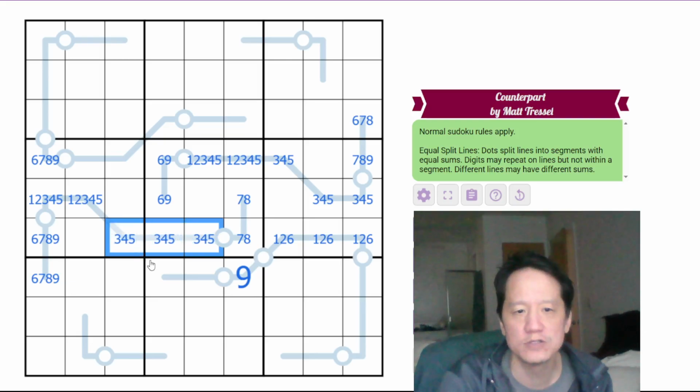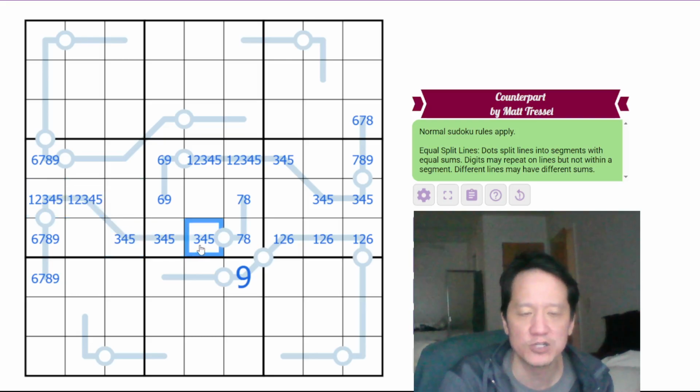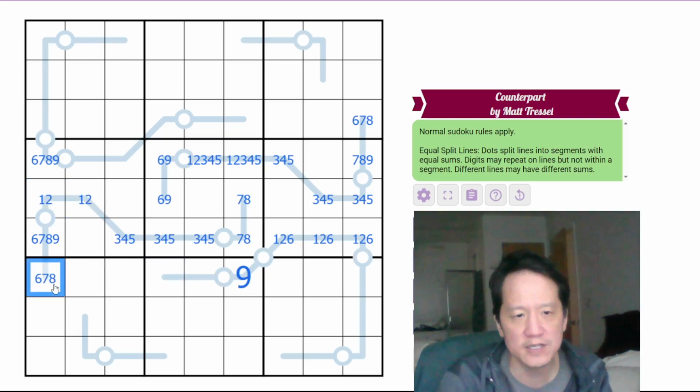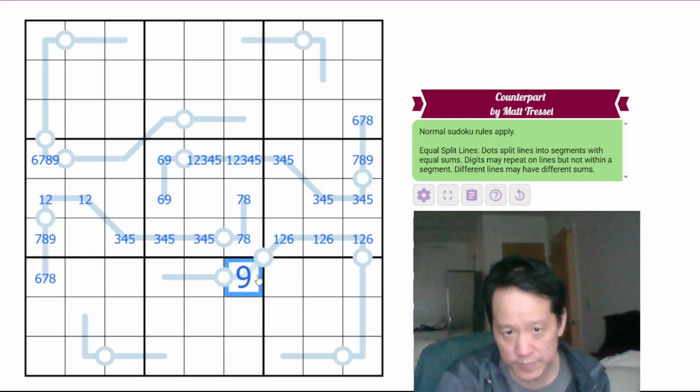This can't be 1, 2. We have a 3, 4, 5 triplet now on this equal split line, which eliminates 3, 4, and 5 in the rest of the segment. So this can't be 3, 4, 5. Therefore, we have a 1, 2, 1, 2 pair here. This cannot be 9, so this can't be 6.